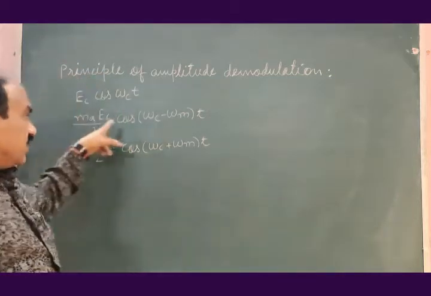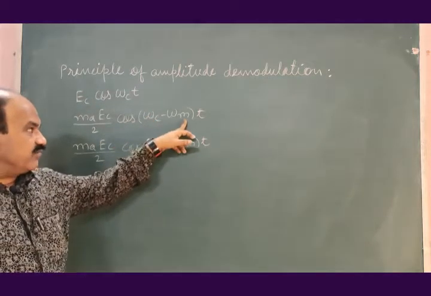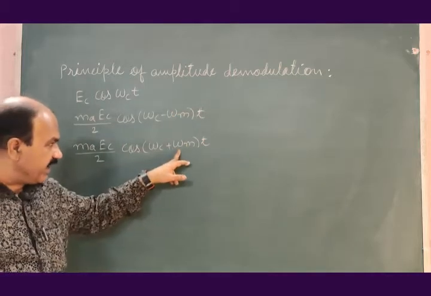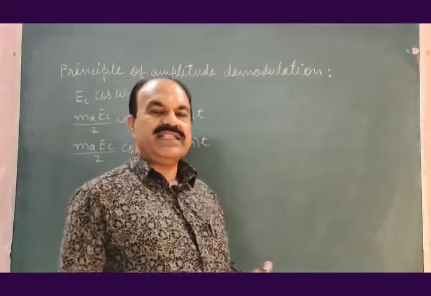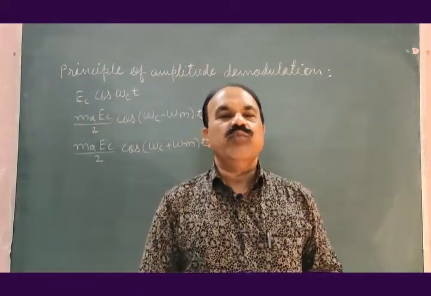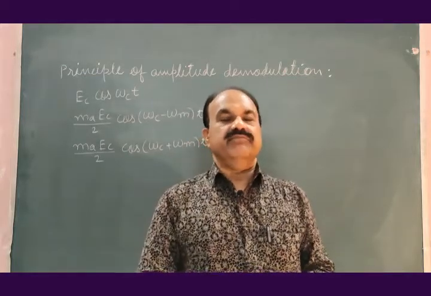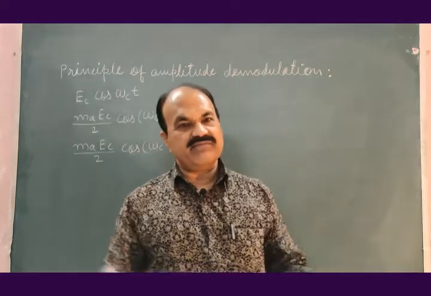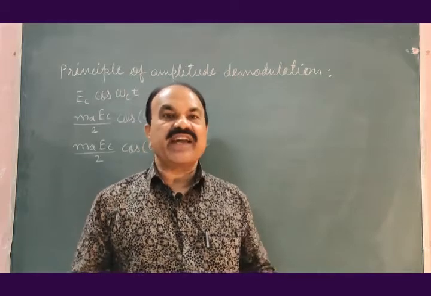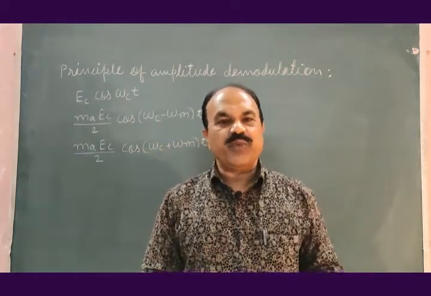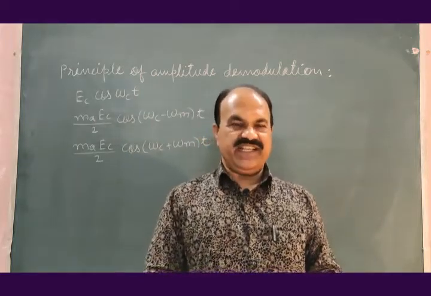Then, two terms are left. Lower sideband is having the term omega, upper sideband is also having the term omega. Lower sideband as well as upper sideband both have the omega m term. This omega m has the intelligence that we are interested in. This omega m term has the information that we are interested in.